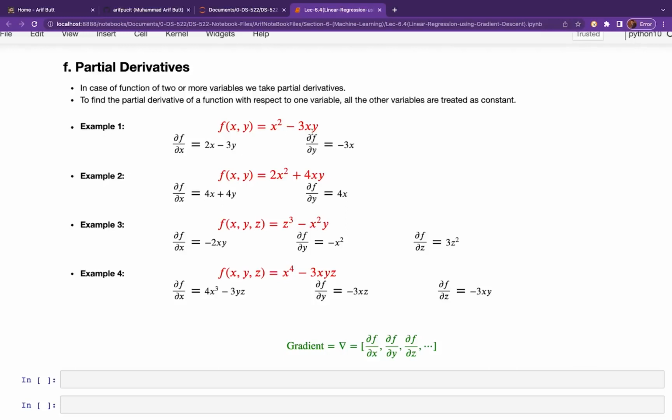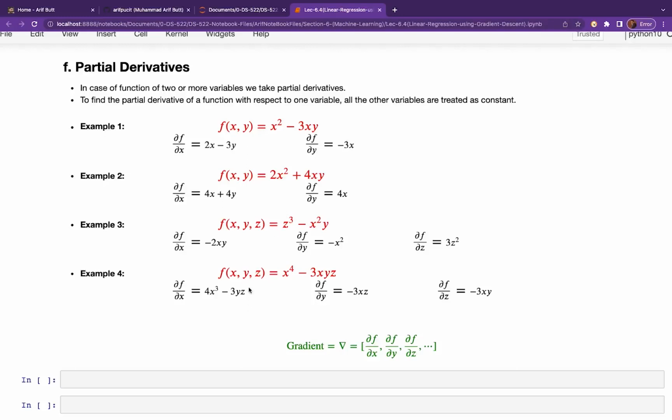So first we compute the partial derivative of this function with respect to x and treat the other variable y as constant. The first term becomes 2x and the second term becomes 3y. So the partial derivative of this function with respect to x is 2x minus 3y. Similarly, while computing the partial derivative of this function with respect to y, the first term x squared is treated as constant, so its derivative is 0, and the partial derivative of this entire function with respect to y becomes minus 3x. Please do refresh your memory by calculating the partial derivatives of these remaining examples as well.